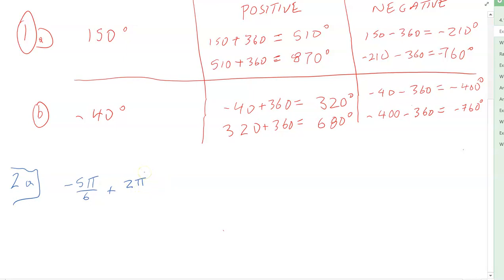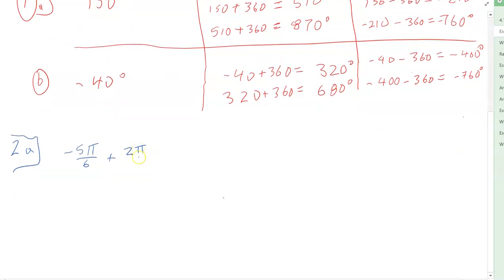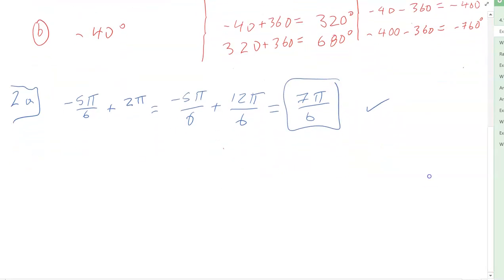But it would be nice to convert this 2 pi to something over 6. So let's convert it to 12 pi over 6. 12 pi over 6 is the same as 2 pi, so we have the same denominator, and then we can add right across. So this is negative 5 plus 12. It's going to be 7 pi over 6, and then check if it's between 0 and 2 pi, and that checks. So that is our answer, 7 pi over 6.